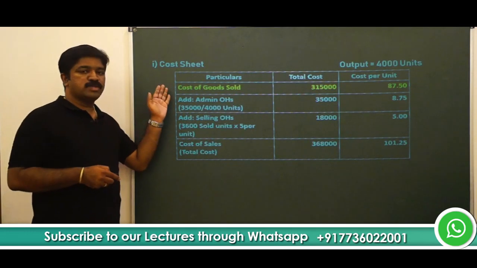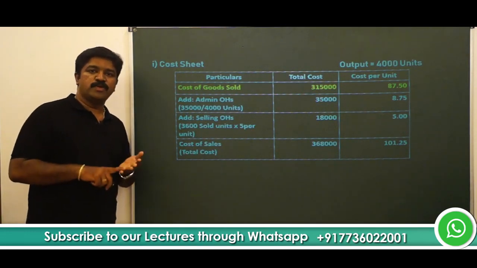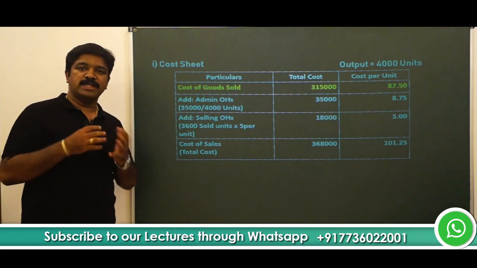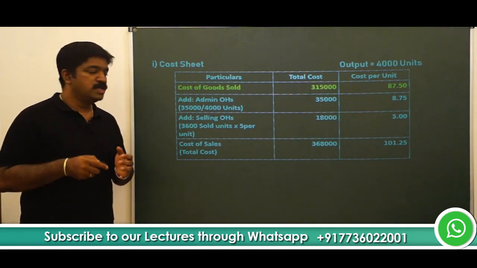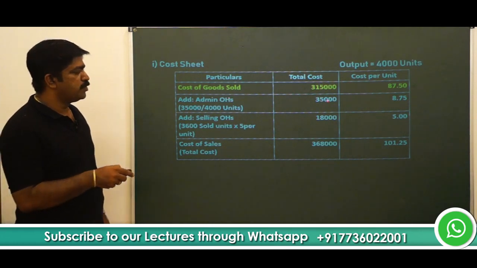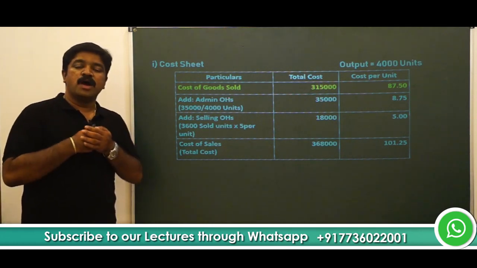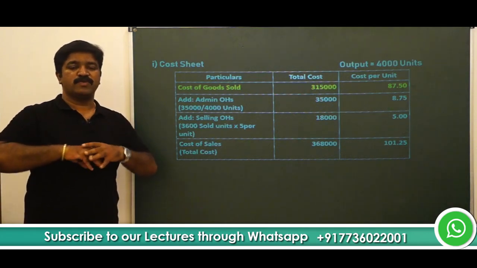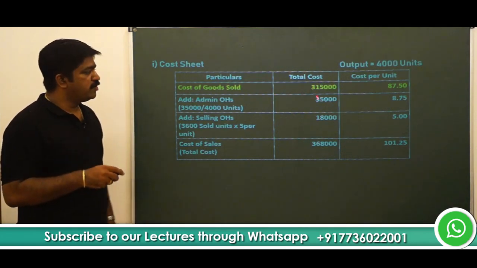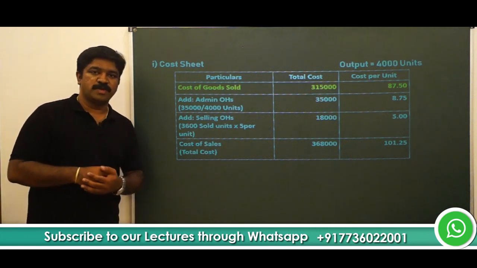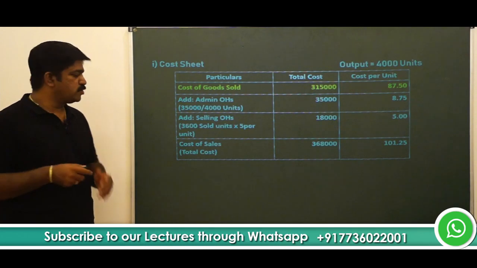Now with this cost of goods sold, you have to add admin overhead, selling overheads. Admin overhead, what information you have? Directly they have given what is the admin overhead cost, which is 35,000. So add admin overheads 35,000. We'll put it here, 35,000. How do you arrive at admin overhead cost per unit? Admin overheads is for the entire production, right? So you have to divide this 35,000 by 4,000 units. So you get 8.75. Whereas selling overheads is a different story.